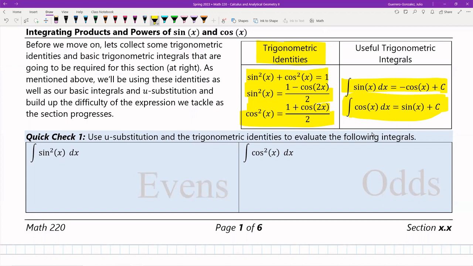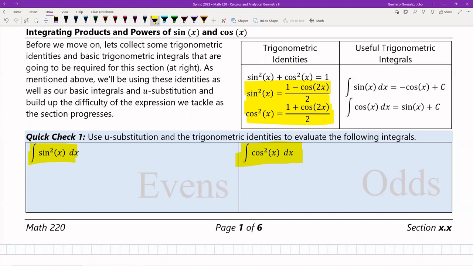All right. So the first thing I want everyone to do, and I'm going to make you do this so you can see how simple it is, is a quick check here that has you taking integrals of sine squared and cosine squared. And the way that we're going to do this is we are just going to use the substitution. Flat out use the substitution, and then use your integral rules to split it up into something a little bit more manageable. That is it.